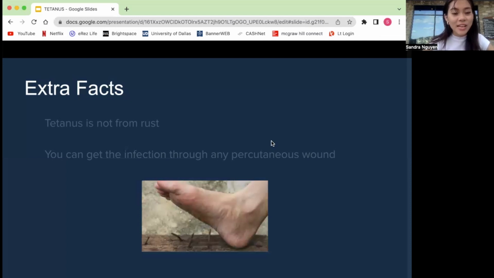Another fact is that you can get tetanus from anything at all. It doesn't need to be metal. You can get it by getting bit by a dog. You can get it from burning yourself, from having frostbite, syringe drug use, and even a really deep paper cut.